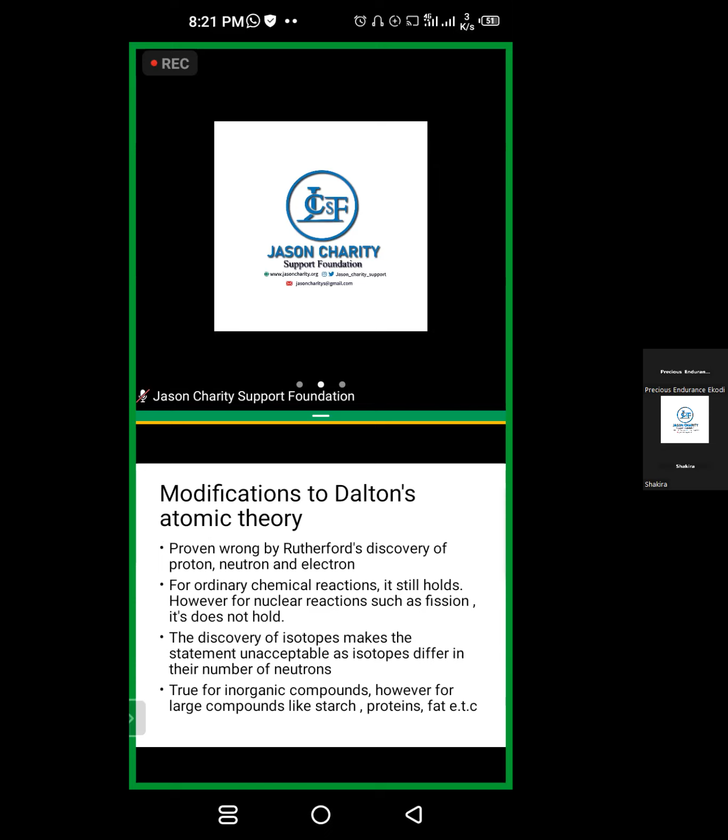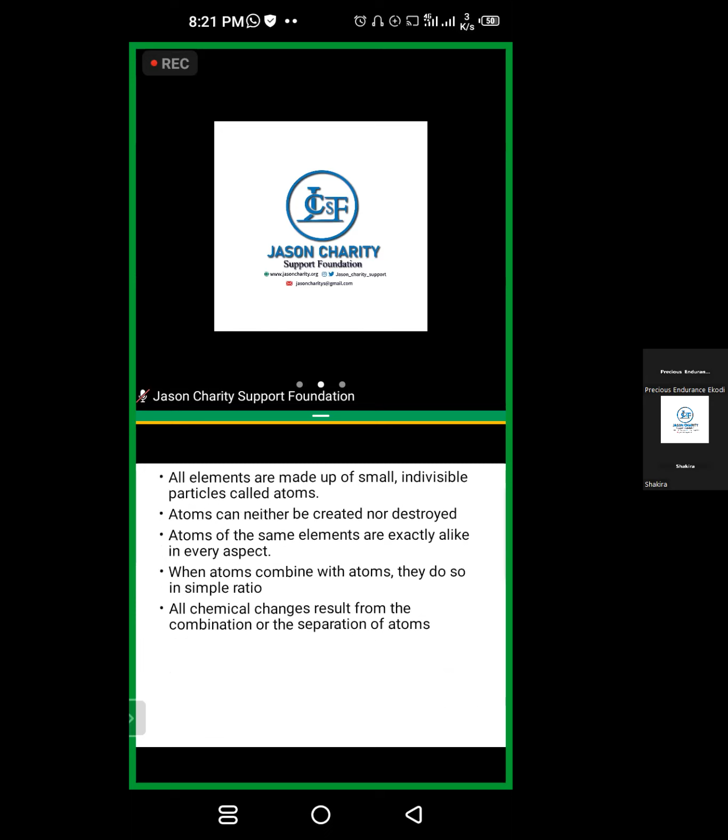So if atoms possess protons, neutrons, and electrons, that means they can be divided. For you to be able to see that these things exist in them, that means they're actually divisible. So that broke down his first postulate. The second postulate says that atoms can neither be created nor destroyed.